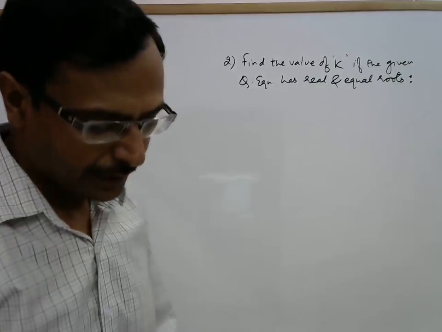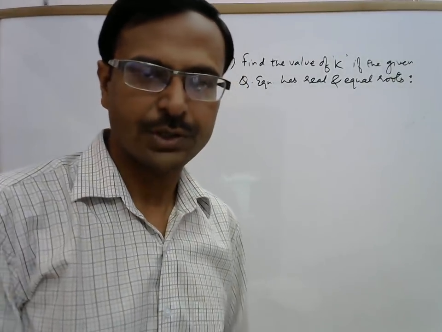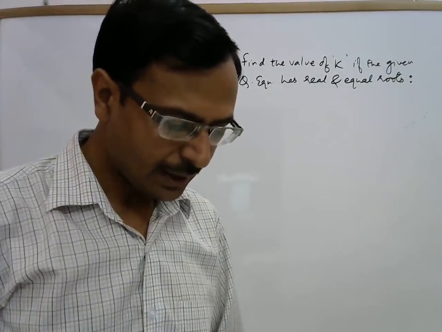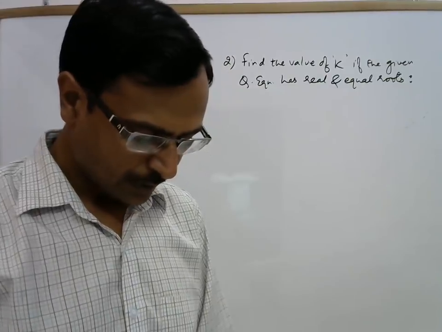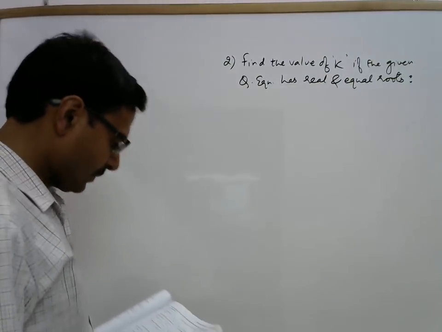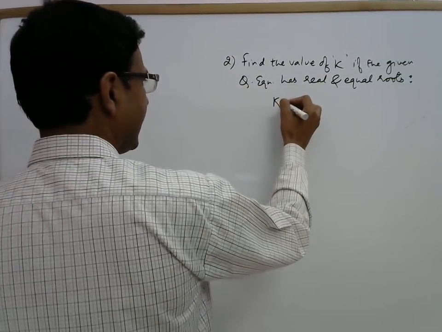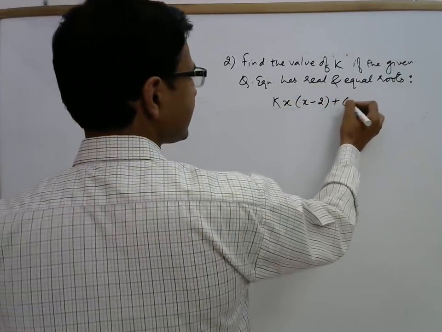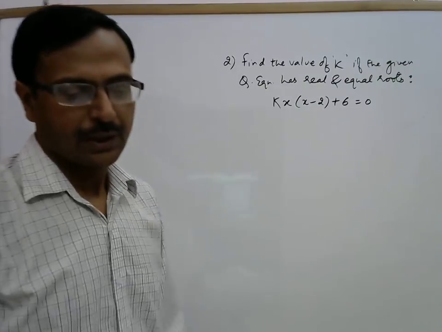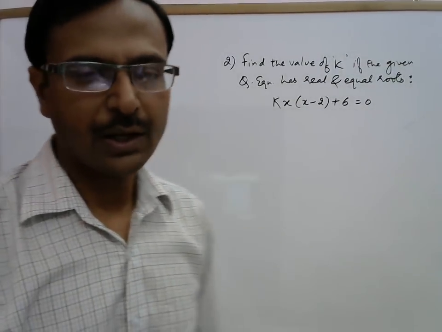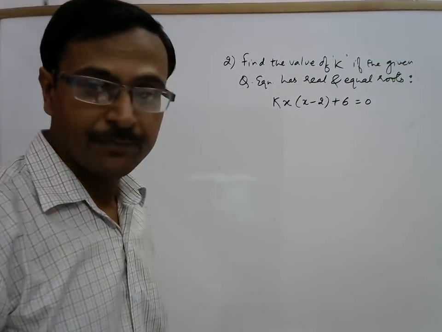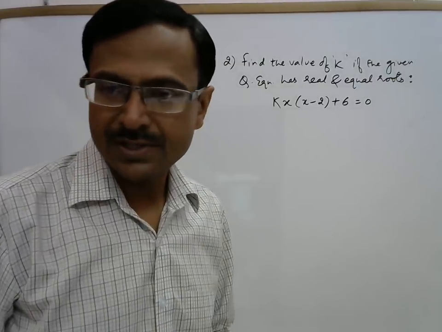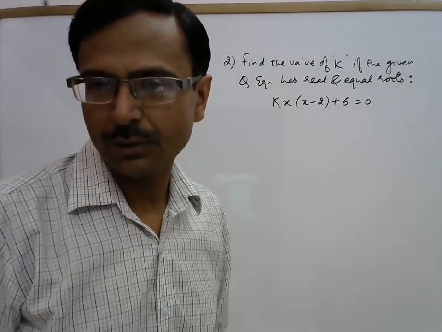Find the value of k if the given quadratic equation has real and equal roots. So now this is the question. Say the quadratic equation given is kx into x minus 2 plus 6 equal to 0. Now we are given a quadratic equation and we have to find the value of k when the nature of roots is already given in the question. Nature of roots is given.